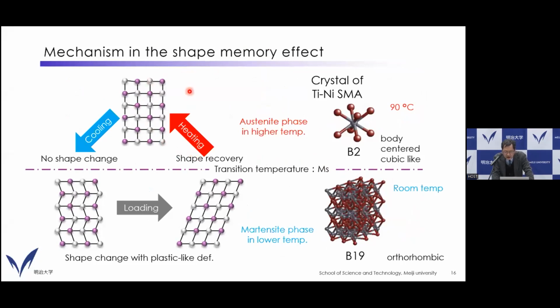This slide shows the outline of the mechanism of the shape memory effect. Please look at the upper side here. This schematically shows the crystal structure of the shape memory alloy at higher temperature. The state is called the austenite phase. We cool it beyond the transition temperature, and then the crystal undergoes martensite transformation. The crystal structure has changed like this, but the outline of the crystal does not change.